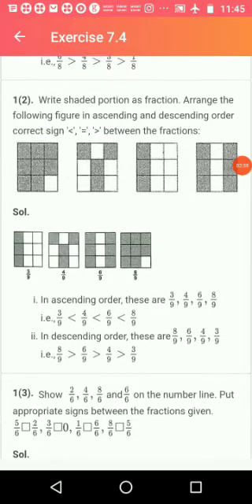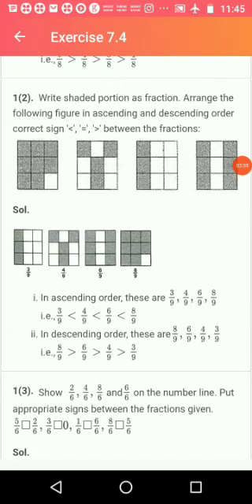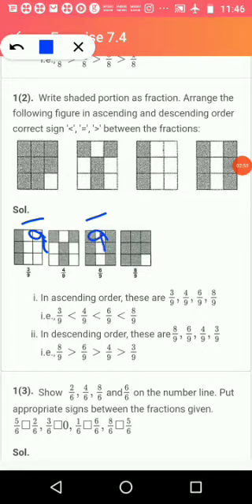Now let us come to the next question. Write the shaded portion as a fraction. Arrange the following figures in ascending or descending order. The same thing. So you see, everyone has got 9 boxes. Now I have to find out how many are shaded. Here 8 are shaded, here 4 are shaded, here 3 and here 6.